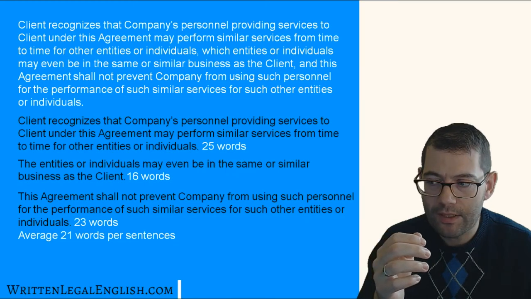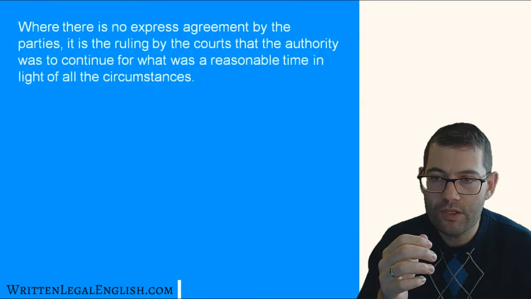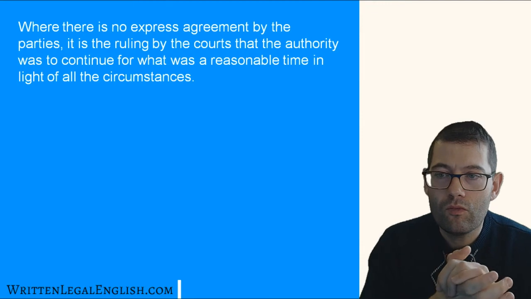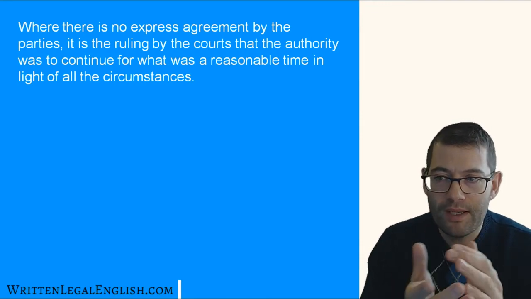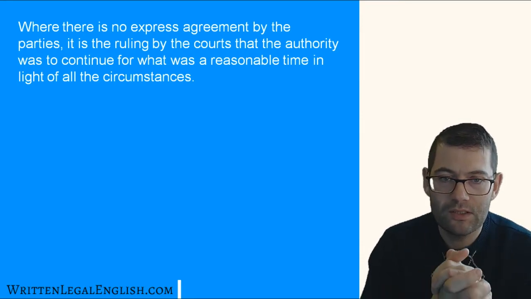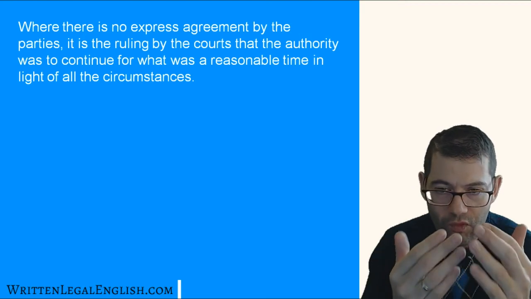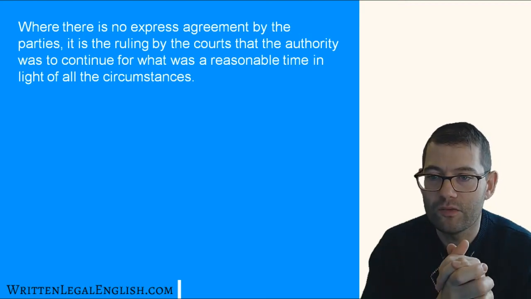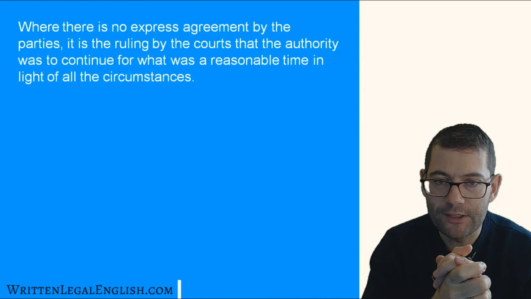Okay, let's have a look at the third example, which was this. Where there is no express agreement by the parties, it is the ruling by the courts that the authority was to continue for what was a reasonable time in light of all of the circumstances.